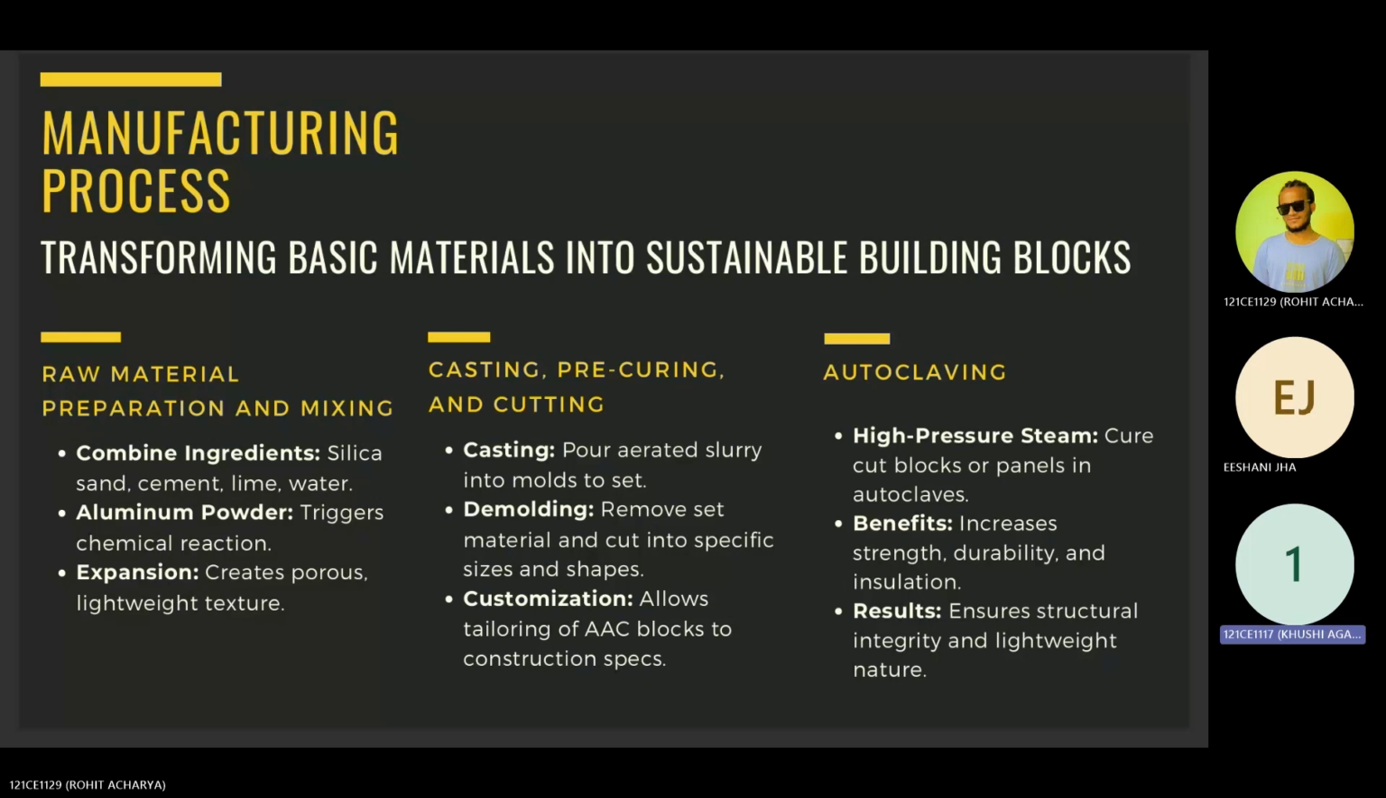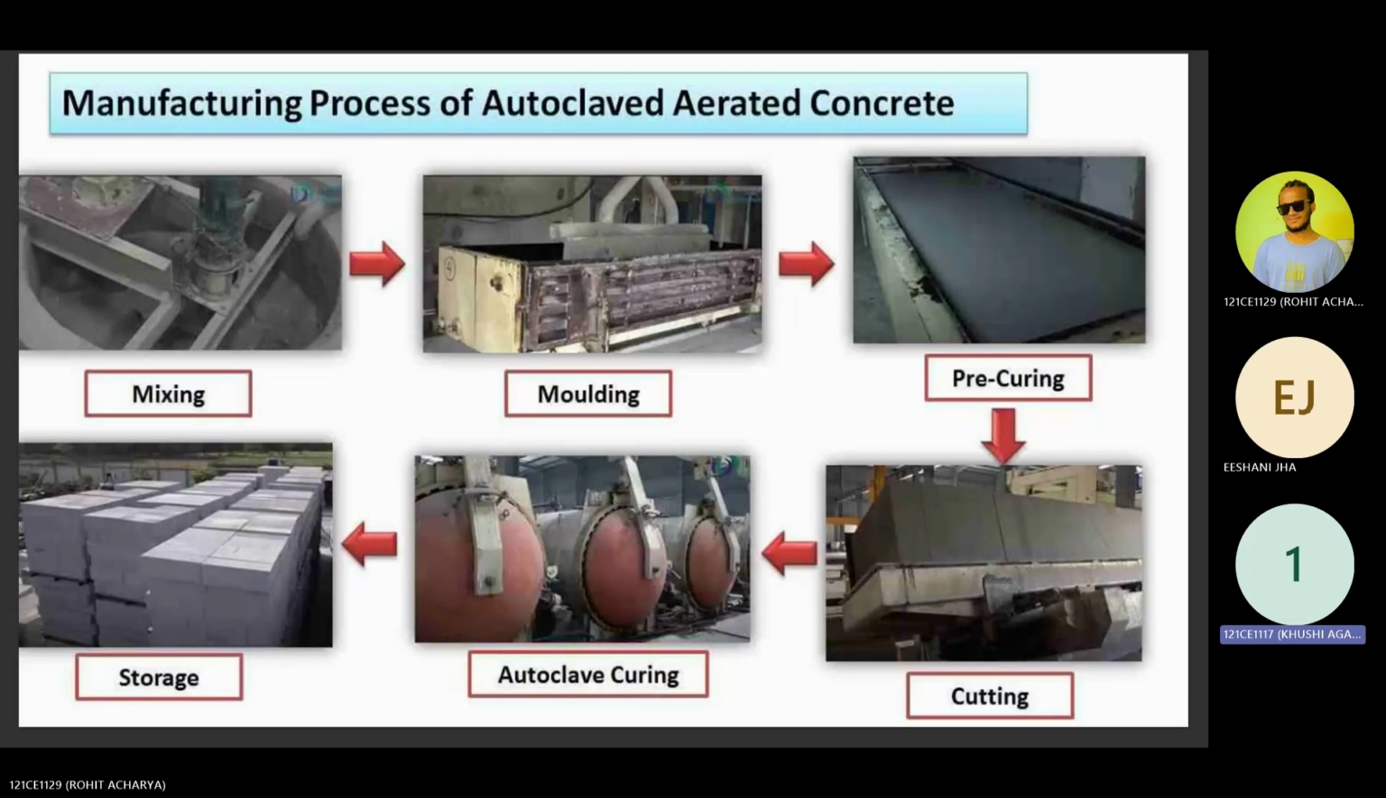As you can see from the diagram, the manufacturing process of AAC is very well explained. First comes the mixing process where the raw materials are blended together, followed by molding and pre-curing wherein the aerated slurry is first poured into molds to solidify, and once set, it is then removed from the molds. Then comes the cutting process where it is cut into specific sizes and shapes. Then it undergoes curing under high pressure steam, that is the autoclave curing, which enhances its strength and durability. And then it is finally stored.